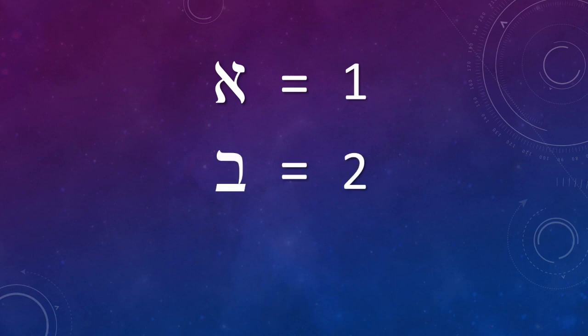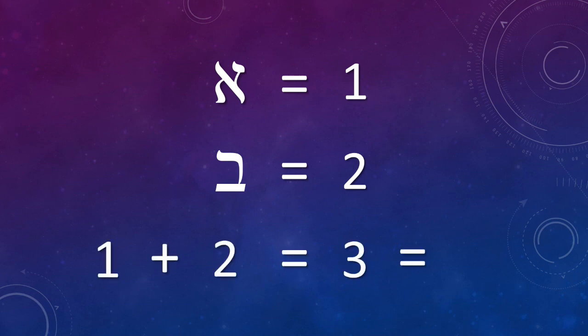Let's look at Aleph, the first letter. It has the simple gematria total of 1. The letter Bet has the simple gematria of 2. When added together, 1 plus 2 equaling 3, 3 is the gematria of the letter Gimel. Why is this important? You shall see the fuller picture when we put all of the pieces together.